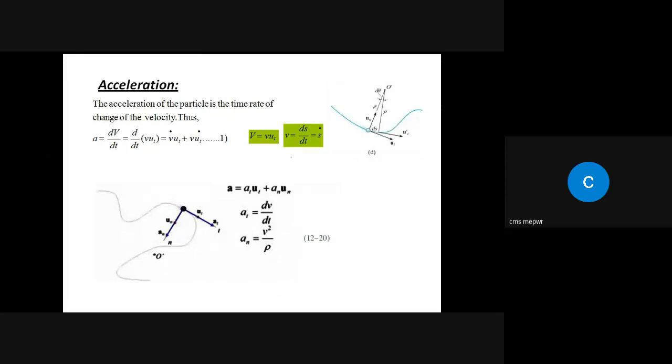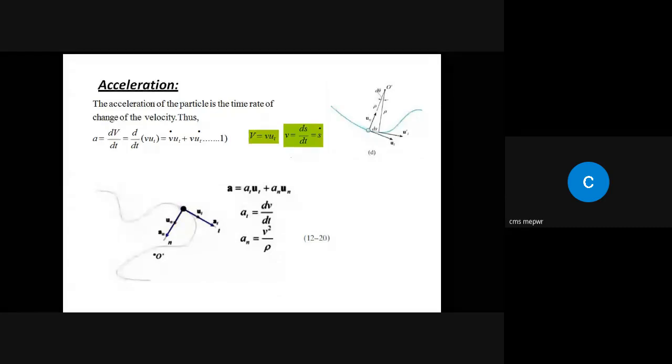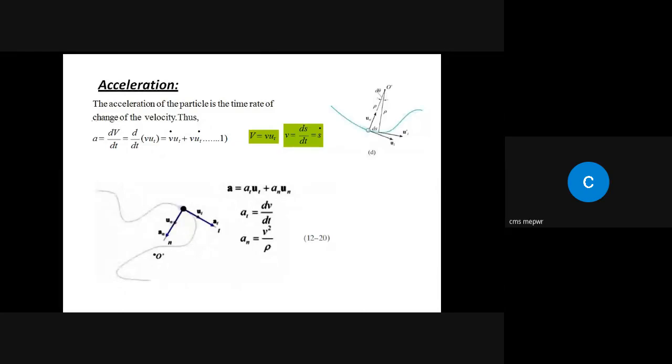Okay, so now let's look at the acceleration. Acceleration is the time rate of change of velocity, or in other words, the time derivative of velocity. It can be given by this equation: acceleration is equal to dv by dt, and we know from the previous slide that velocity is equal to magnitude into direction. So now we have two terms in this equation, v and ut. If you want to take the derivative of these two terms, you need to use the product rule: derivative of first into second, plus derivative of second into first. Based on this, you can take the derivative.